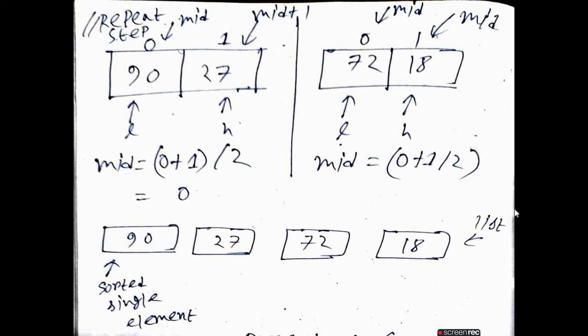If you divide, there are 90, 27, 72, 18. This is a 4 array or 4 list. Again, it is very important: this is an array with just one element, or a list with just one element. Is it sorted? This 90, just 90. Sorted? Yes, because the array has just one element. This 27, is it sorted? Obviously sorted. There is no other element for comparison. Sorted. That is a single element.